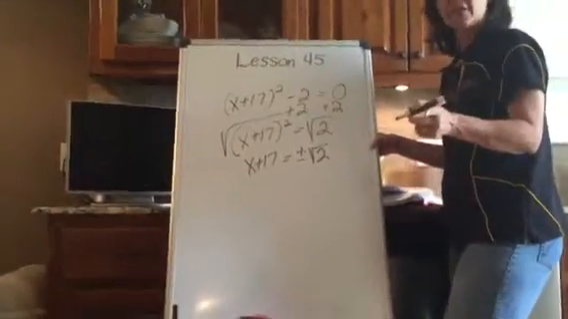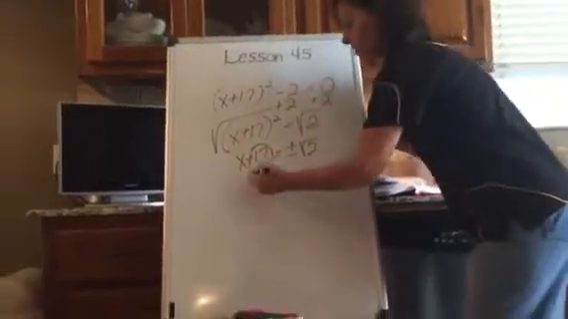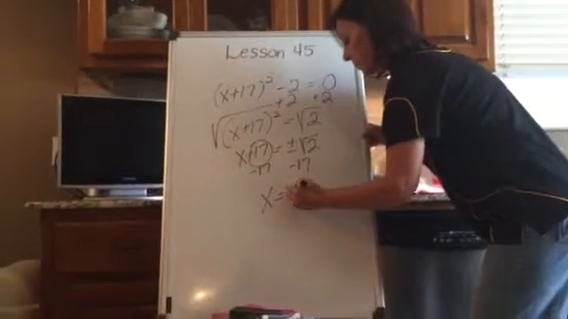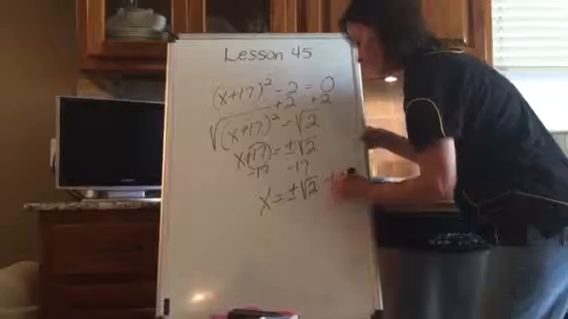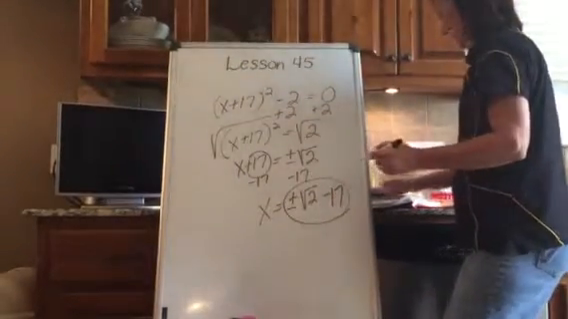But I'm not done. I must continue to solve for x by moving my 17 to the other side. We do that by subtracting. So my answer is x equals plus or minus the square root of 2, minus 17. And this is my answer.